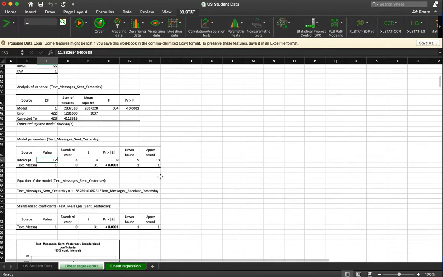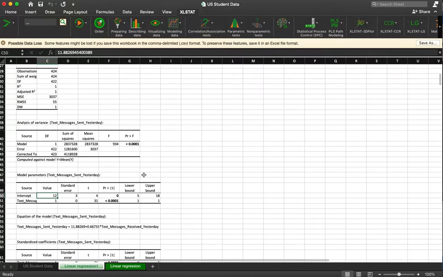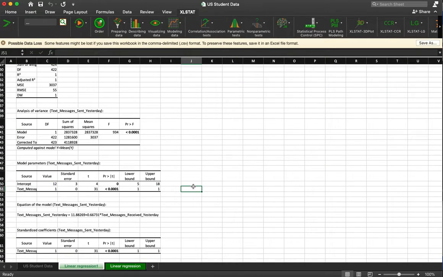So if I wanted to estimate how many messages somebody was going to send, it's going to be 12 here times this value, plus this value, and how many do we want to say she received yesterday? Let's say she received 30 messages. So the estimated number of messages she sent is 32.